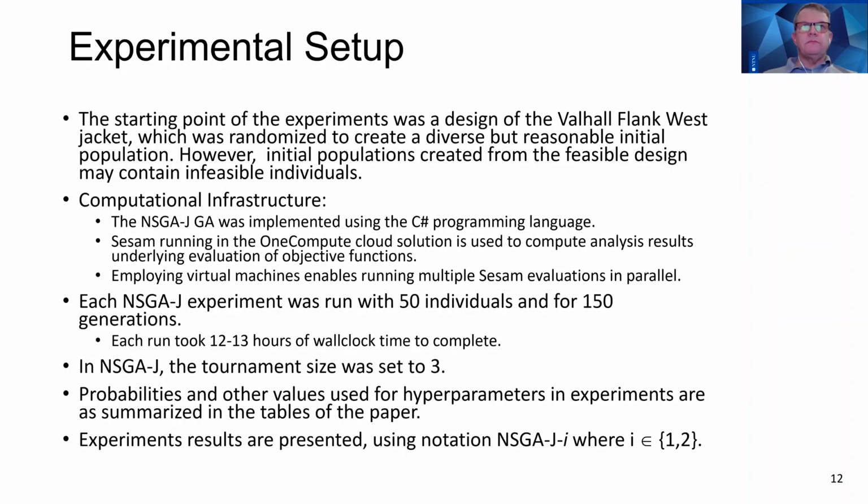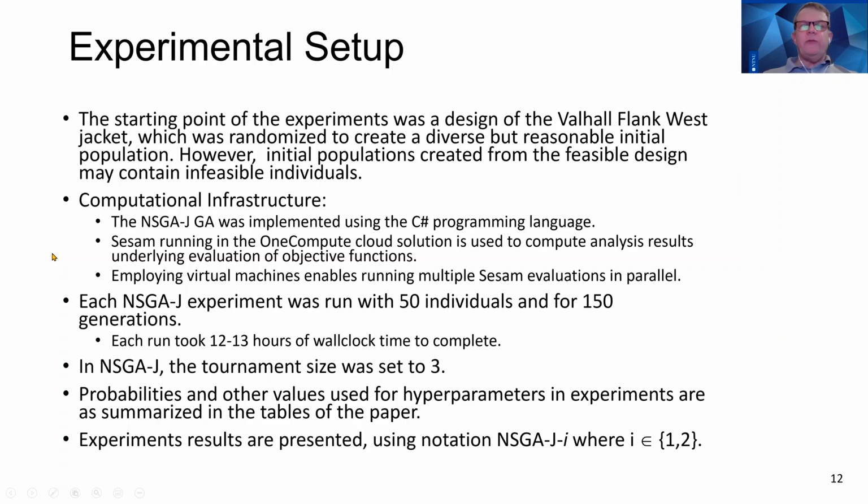Let's turn to the experimental results. The setup is as follows. We used a design of the Walhall flunk vest jacket. It's randomized, as I described already. And the initial population consists of feasible as well as infeasible individuals. Implementation is using C#.